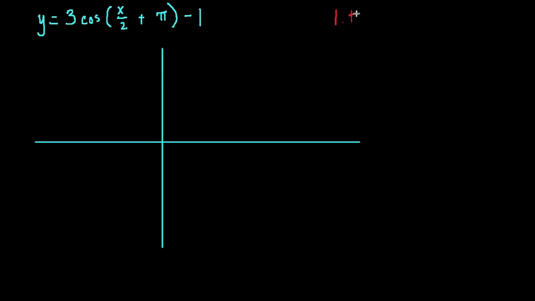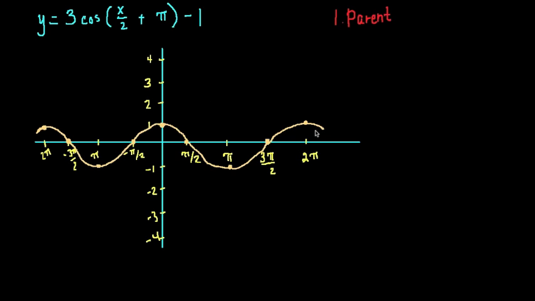Step 1 is to get that parent function drawn. And we're just going to do the parent function of cosine. So I'm going to go ahead and get that drawn for us. Okay, now that our parent function is drawn, we're going to move on to step 2.